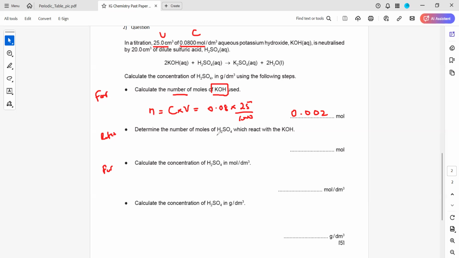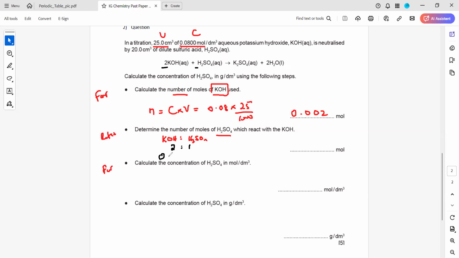Then determine the number of moles of sulfuric acid. So how can we find the moles of sulfuric acid? We have the potassium hydroxide and we need sulfuric acid. So according to the equation, what is the ratio between potassium hydroxide and sulfuric acid? How many moles of potassium hydroxide are there? 2. How many moles of sulfuric acid? 1. So according to the equation, 2:1 is the ratio. Like 2 will give 1.